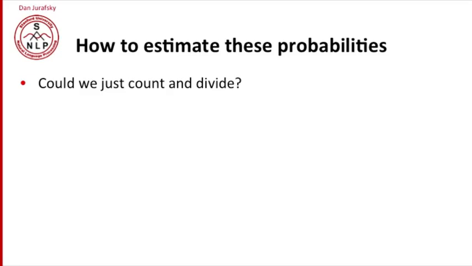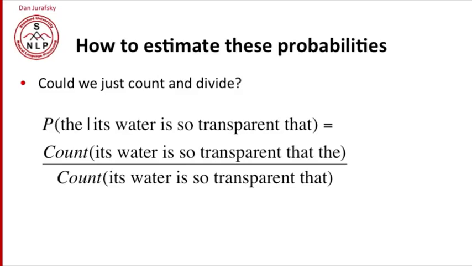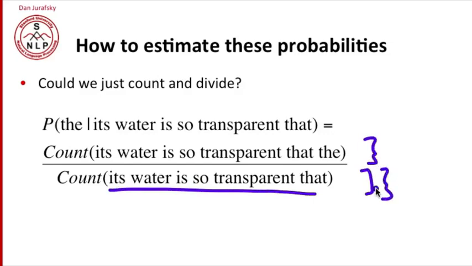How are we going to estimate these probabilities? Could we just count and divide? We often compute probabilities by counting and dividing. So the probability of "the" given "its water is so transparent that", we could just count how many times "its water is so transparent that the" occurs, and divide by the number of times "its water is so transparent that" occurs. So we could divide this by this and get a probability.